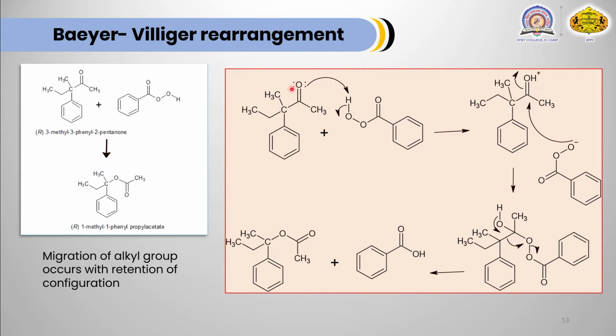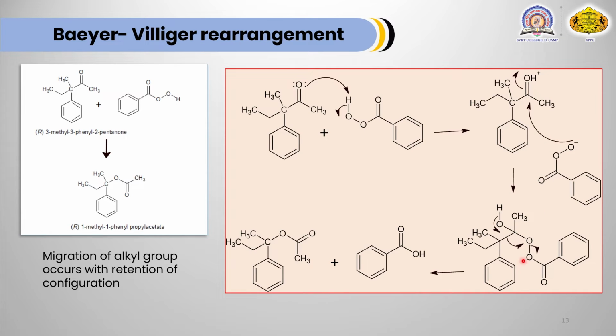As you know, the oxygen has an electron pair, and this electron pair attacks this hydrogen which is part of this peracid. Then this OH positive is formed, and the conjugate base of that peracid is used for attack.